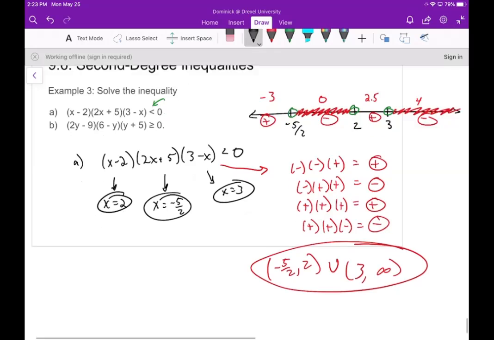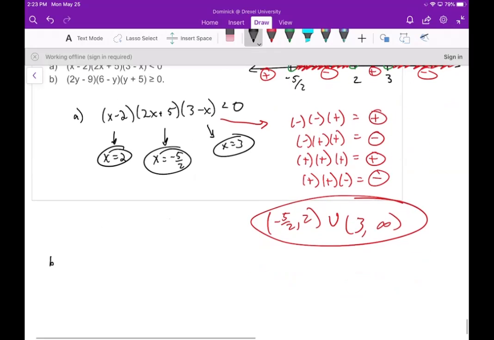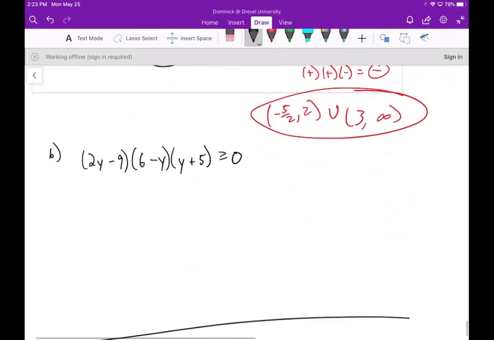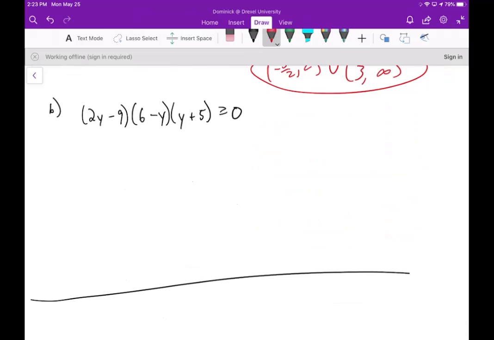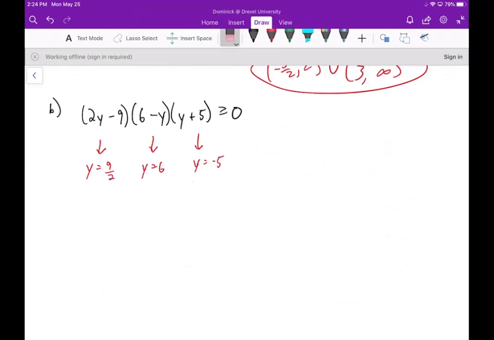Okay, last example for this video. We have 2y minus 9 times 6 minus y times y plus 5 greater than or equal to 0. Okay, so now this one will be 0 when y is 9/2. This will be 0 when y is equal to 6. And this will be 0 when y is negative 5. So now let's mark our critical values. So we have negative 5, 9/2, which is 4.5, and 6.